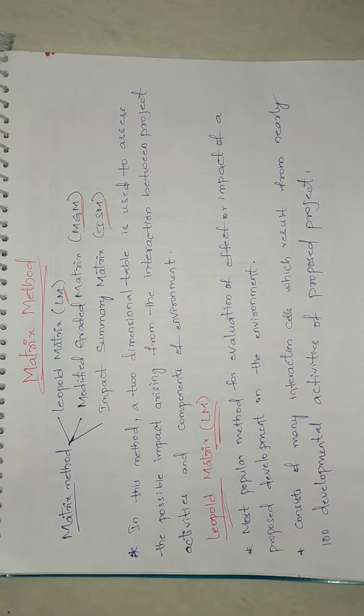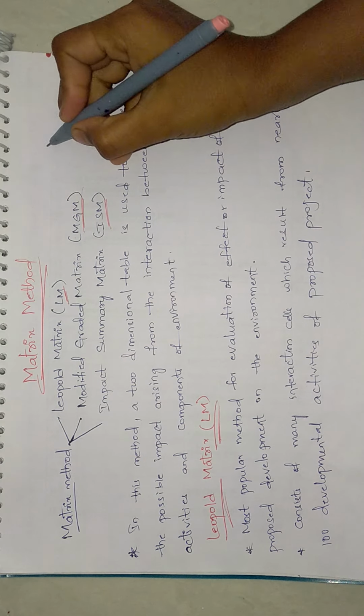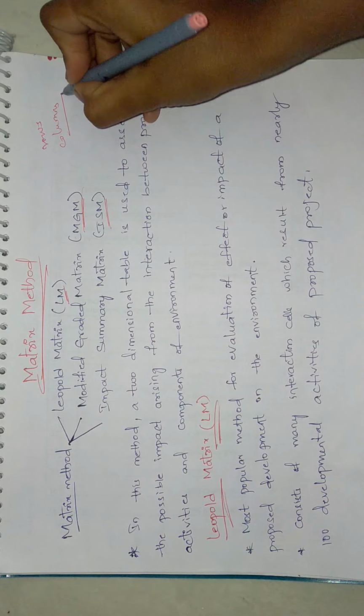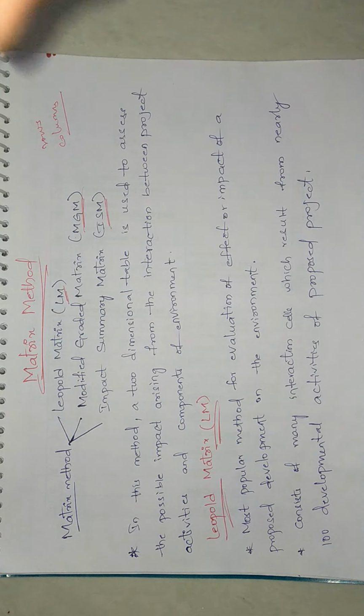So let's see now. In this method there will be a two-dimensional table consisting of rows and columns. Okay, two-dimensional in the sense we'll have rows and columns. Considering the rows, there will be some factors to be considered, while for the columns, impacts or activities will be considered. We'll see that complete working in the coming sections. And now these matrices are of three types, right?